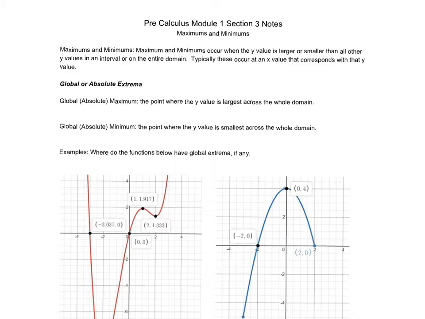Okay, in section 3, we're going to be looking at maximums and minimums of functions. Just like they sound, maximums and minimums are just the highest and lowest point, the point that has the largest or smallest y value in the entire function or just a small section of the function. There are two types we'll look at, and for most of these, we will be looking at their graph.